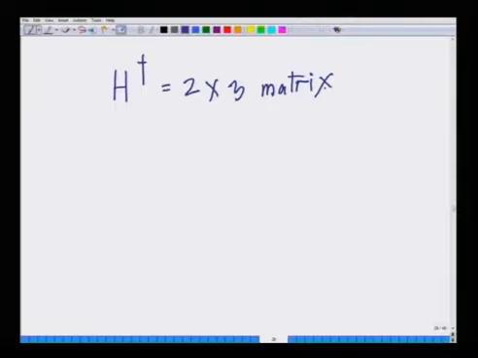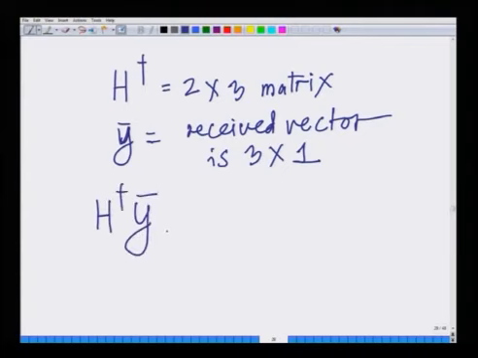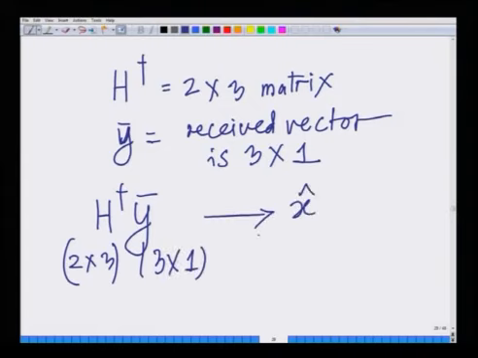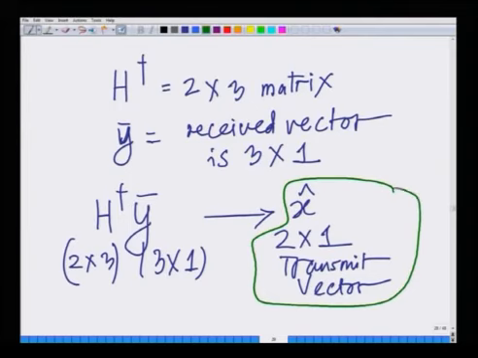H is 3 cross 2, H pseudo inverse is 2 cross 3, the received vector y bar is 3 cross 1, and hence H pseudo inverse times y is nothing but this 2 cross 3 matrix times a 3 cross 1 vector, which gives me the estimate x hat, which is 2 cross 3 into 3 cross 1, which is the 2 cross 1 transmit symbol vector.